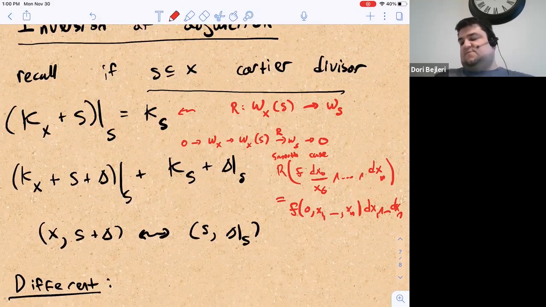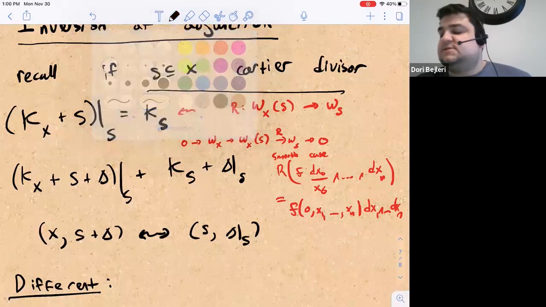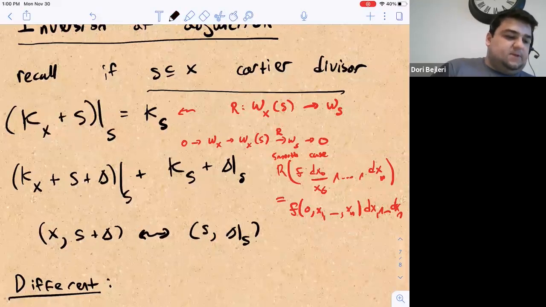Then you have to check that this local formula glues together, gives you a unique functorial map that comes from Serre duality, et cetera, et cetera. But the point is that you really have this unique map. You don't just have a linear equivalence of divisors. Okay, and we're going to use that to define the different in general when S is not Cartier.